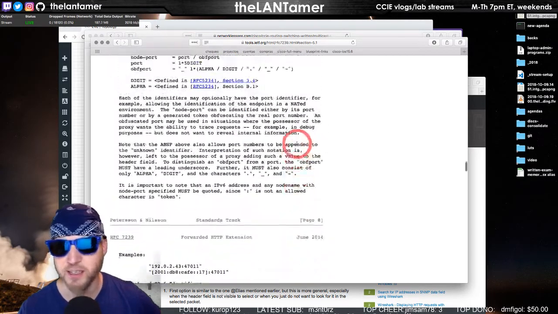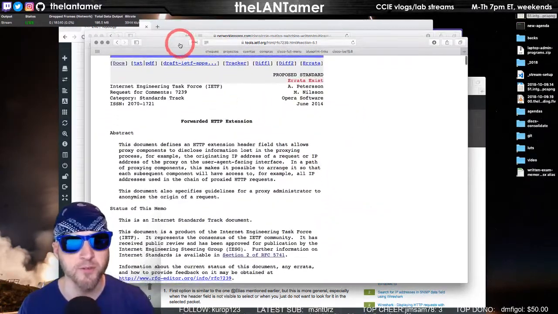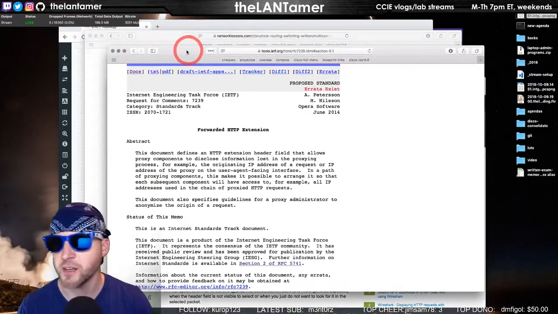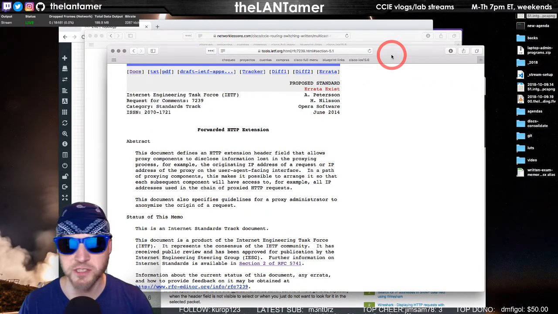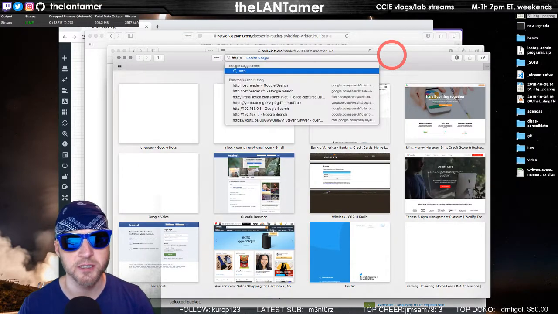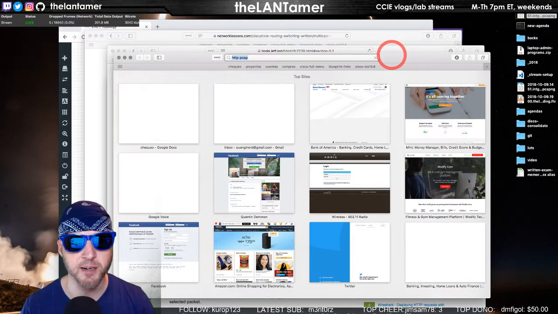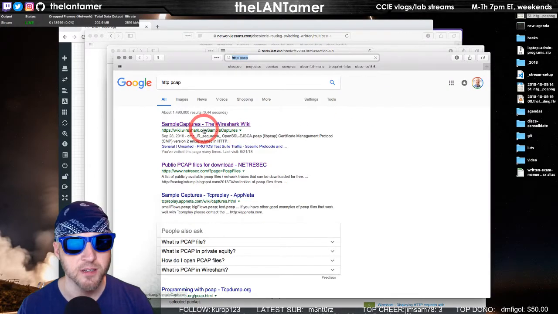That's in very generic terms, right? I was trying to find a PCAP before the stream. I have some captures, but I can't really show those. But let's just get a general HTTP capture. Here are sample captures. Here we go.